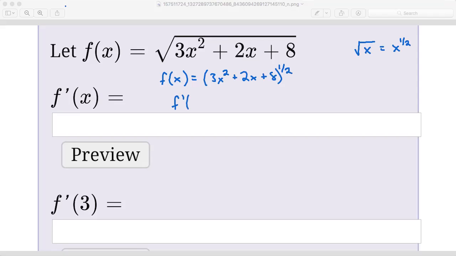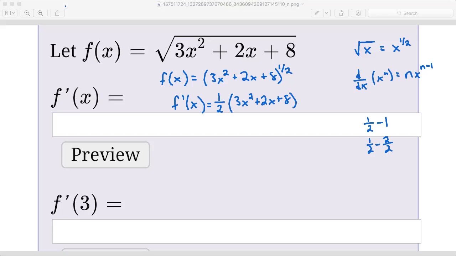So to take the derivative, we'll use the power rule for the outside function. That is the derivative of x to the n is equal to nx to the n minus 1. So we bring the 1/2 down to the front, make that 1/2. We leave the inside function the same, according to the chain rule, 3x squared plus 2x plus 8. We subtract 1 from the exponent, and 1/2 minus 1 is the same thing as 1/2 minus 2 over 2. So we get 1 minus 2 is -1. So it's -1/2 is our exponent.